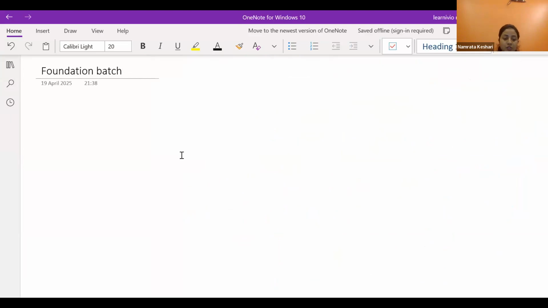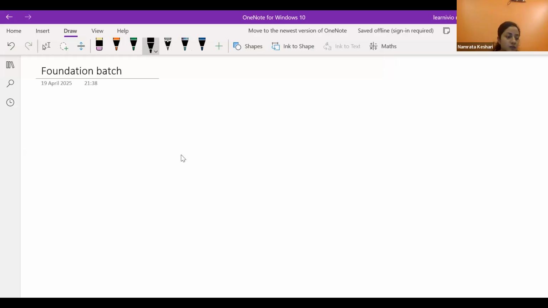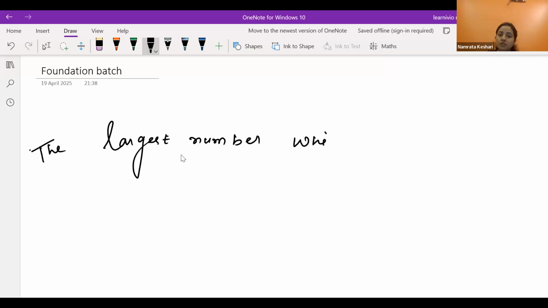Suppose we are having a question like this: the largest number which divides 70 and 125, leaving remainder.